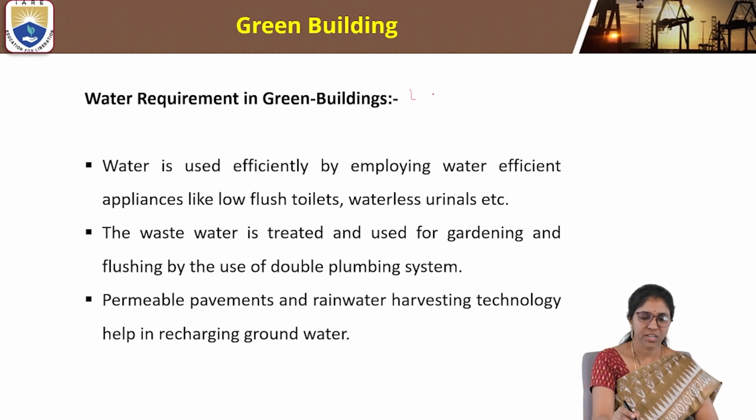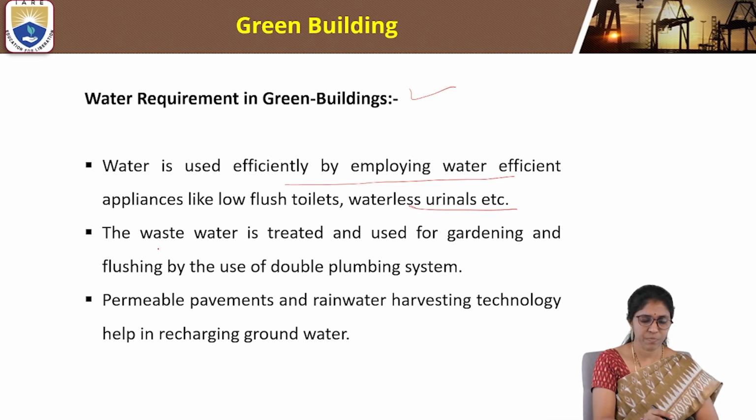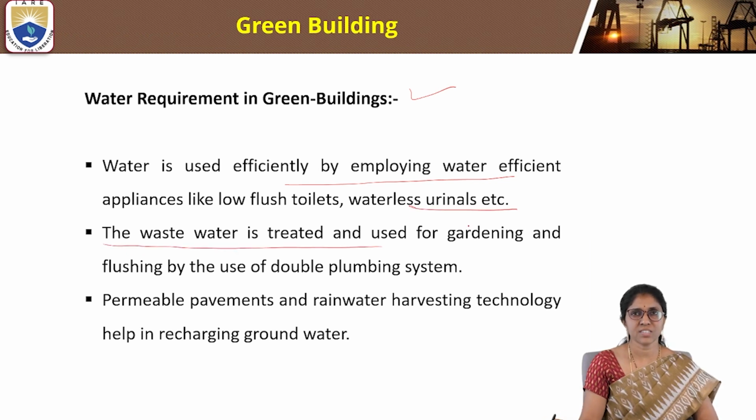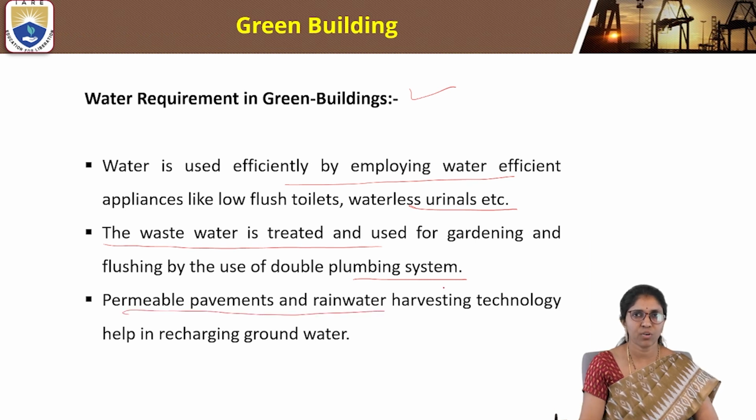Water requirement in green buildings. Water is used efficiently by employing water efficient appliances like low flush toilets and waterless urinals, and wastewater is treated and used for gardening and flushing by the use of a double plumbing system. Permeable pavements and rainwater harvesting technology will help in recharging the groundwater. These are the water requirements in green buildings.